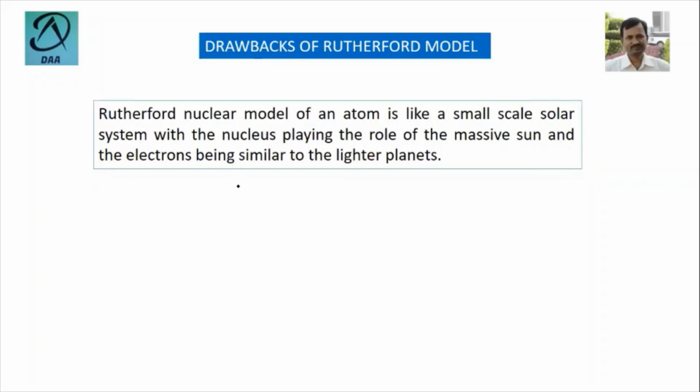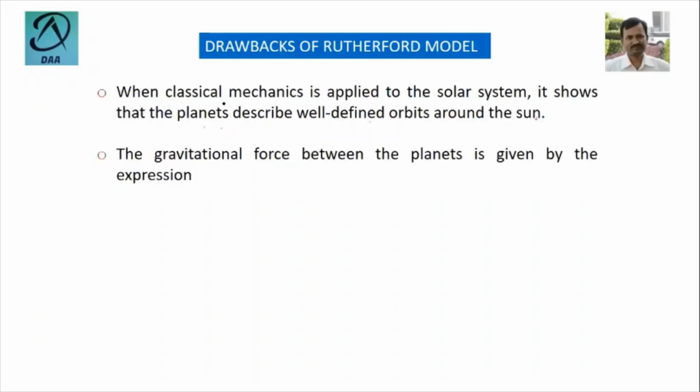In the previous class, where I described the Rutherford model, we have seen that the atom is considered as a small-scale solar system, where the nucleus is like the sun and the electrons are like lighter planets. So we can apply classical mechanics to describe the solar system.